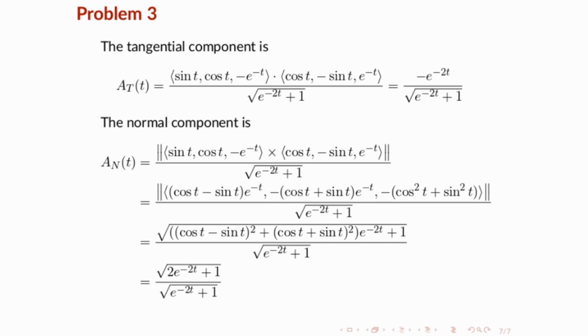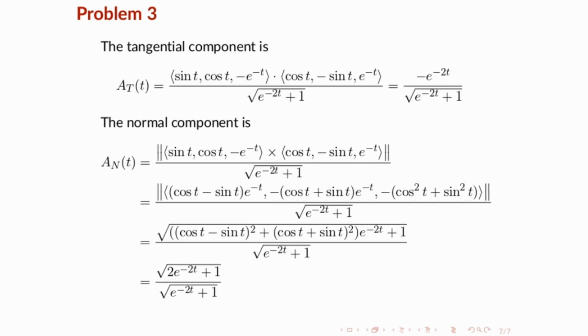You can verify yourself, but the cross product of the two vectors is going to be cosine t minus sine t times e to the power of negative t, negative cosine t plus sine t times e to the negative t, and then negative cosine squared t plus sine squared t. We're going to need to find the magnitude of this, which means we need to take the square root of every term squared added to each other. I just want to get out of the way first that cosine squared t plus sine squared t once again equals 1. So our third term is just going to be negative 1 squared.